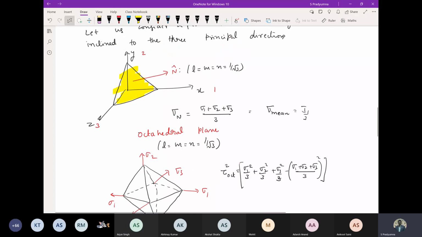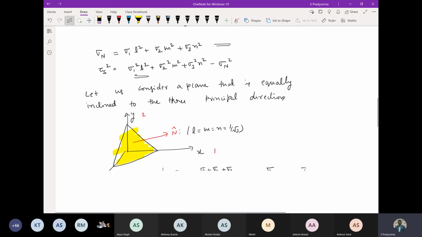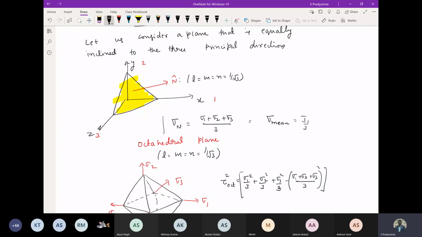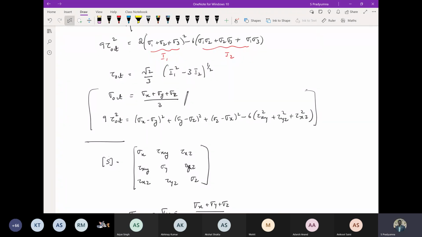Yeah, sure. So we wrote that sigma n, by substituting l, m, n equal to 1 by root 3 into this equation, we get sigma n is equal to sigma 1 plus sigma 2 plus sigma 3 by 3. That is the mean normal stress, the normal stress acting on the octahedral plane. I can write sigma 1 plus sigma 2 plus sigma 3 as I1, the first invariant of stress. Yes, sir. Okay, I1 is also equal to sigma x plus sigma y plus sigma z.